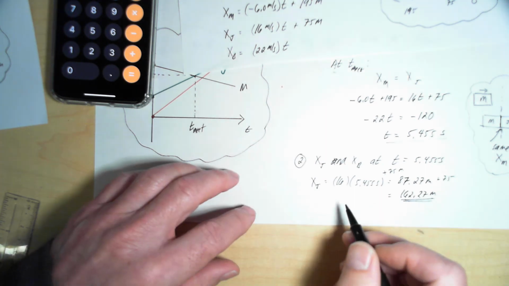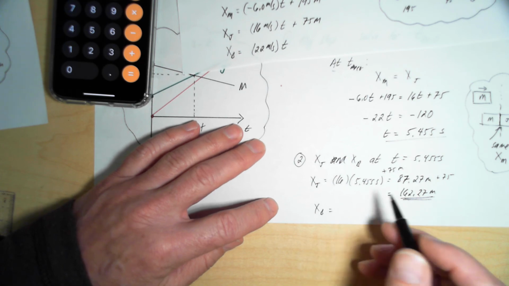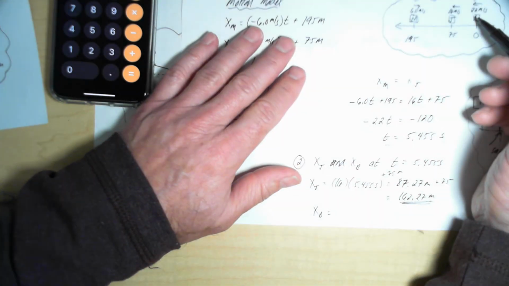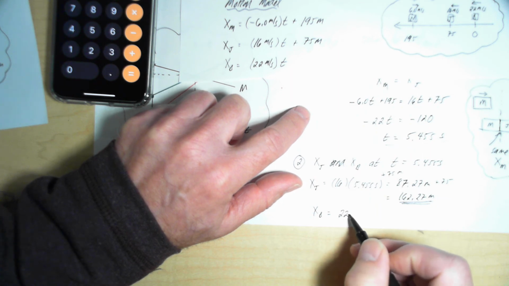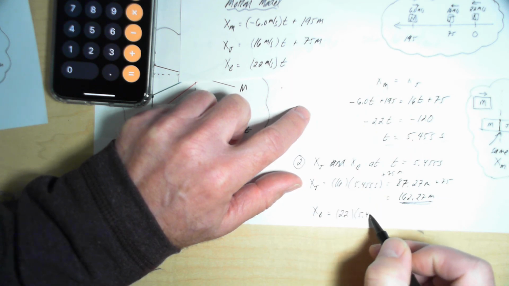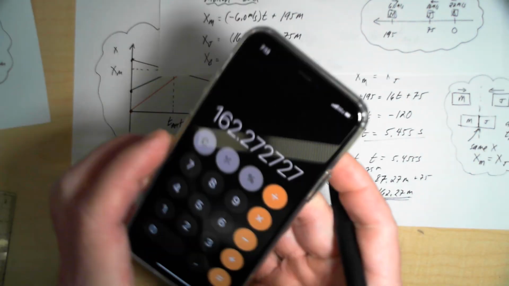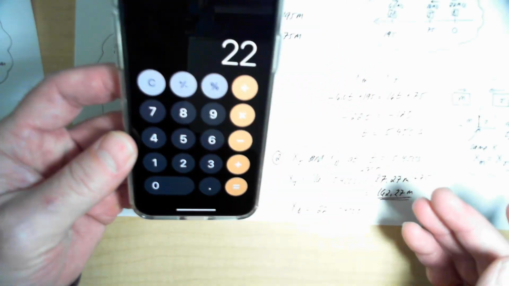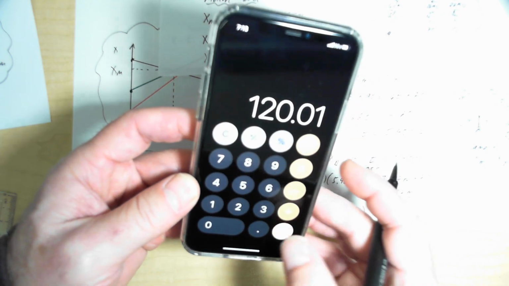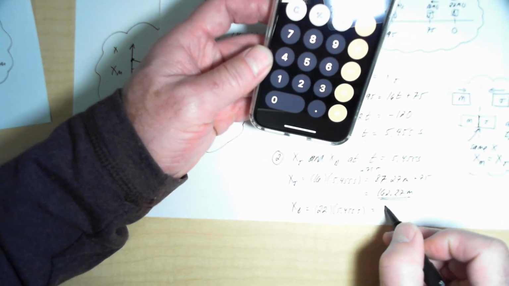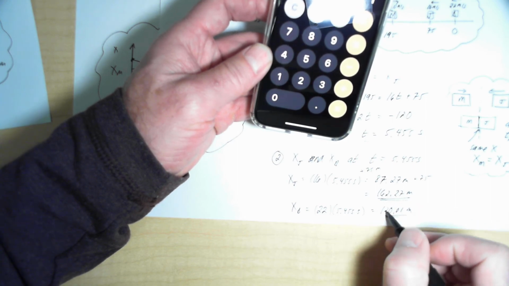Okay, that's not the final answer. All right, where is the bus going to be? See, that's why we check for reasonableness. The bus starts at the origin, so we're going to take the bus's velocity, 22 meters per second, times 5.455 seconds. I probably didn't need that extra digit there. And we get 22 times 5.455 equals 120.01 meters.